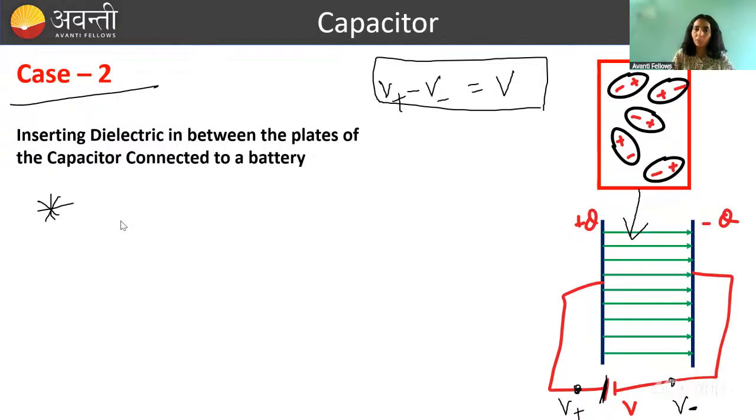If you talk about this potential thing, then this point will have potential of V plus and this point will have potential of V minus. What is its meaning? Its meaning is simple. The potential of the left plate is V plus, the potential of the right plate is V minus. What is the potential difference of the plates at any instant? V plus minus V minus. That is V. Let's call it V naught.